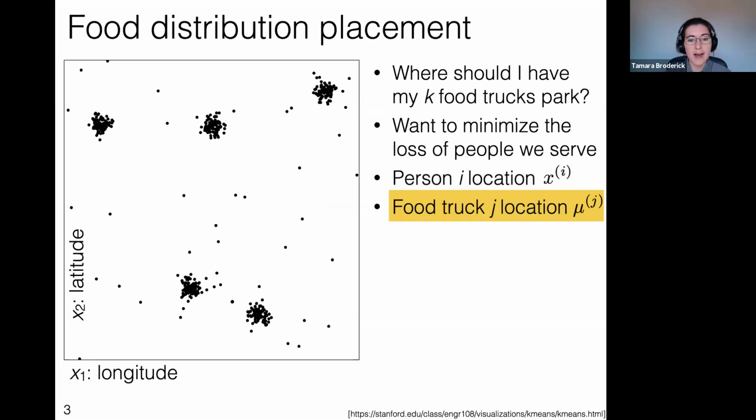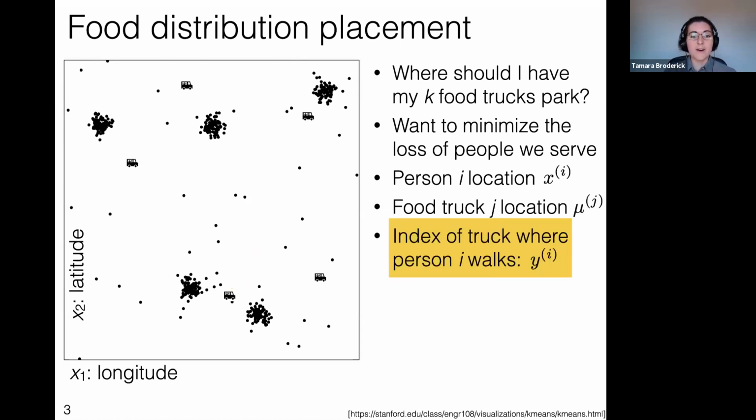Similarly, we can talk about our J food trucks. So our food trucks will be indexed by values from 1 to k, and they'll be at some location too. So here, let's suppose I have 5 food trucks, so k equals 5. And I am interested in locating them in an optimal way, so I want to write down their location. So let's say that, for the jth food truck, its location again is going to be given by a feature vector, a longitude, and a latitude.